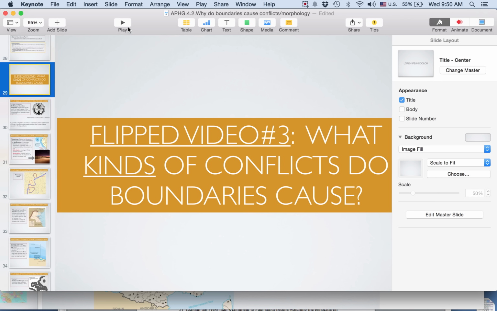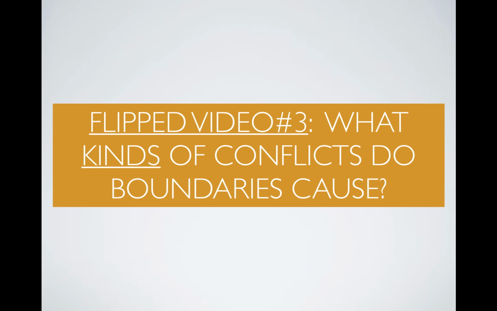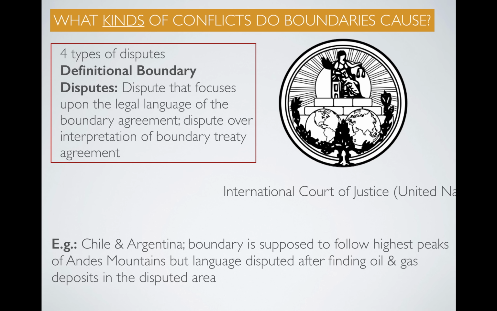Hi everyone, we're going to continue our study of political geography, moving into the specific kinds of conflicts that boundaries cause. So we've been going at length discussing the types of boundaries, and now we're going to shift our focus into how this sense of territoriality caused by boundaries in turn leads to conflict. So here we are, we're going to start off with what kinds of conflicts do boundaries cause.